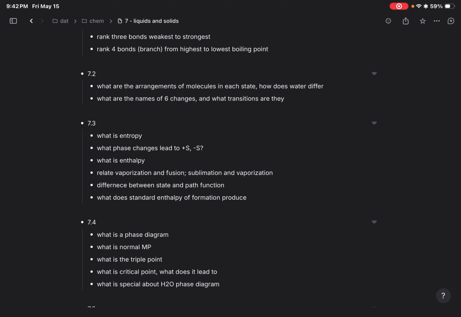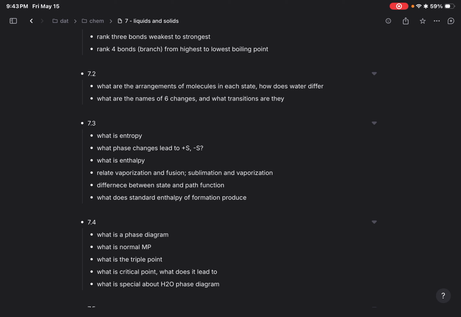What are the names of the 6 changes and what transitions do they do? First we got solid to liquid, which is melting or fusion. Then liquid to solid, which is freezing. Then we got liquid to gas, which is evaporation or vaporization. Then gas to liquid, which is condensation. Then solid to gas, which is sublimation. And then gas to solid, which is deposition.